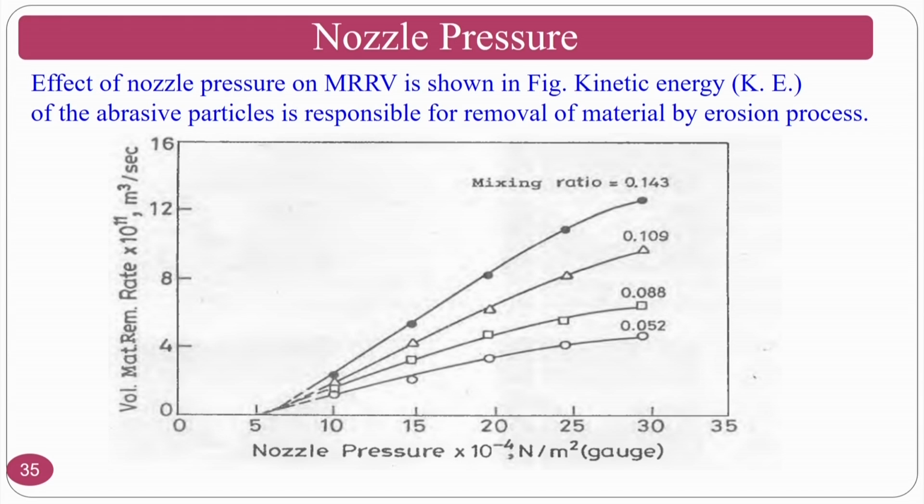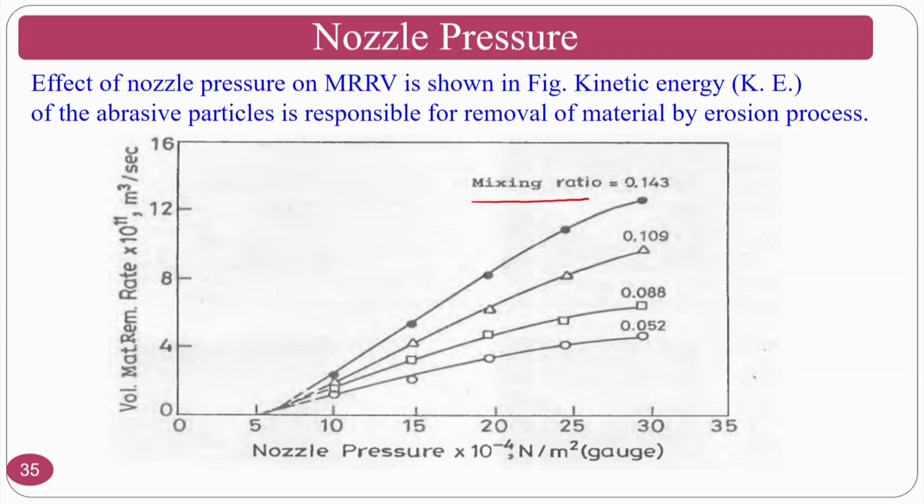So, nozzle pressure with volumetric material removal rate. Here you can see all the values. A similar slide you have seen previously, but there it was qualitative. As you increase the input, the output will increase, but how much increase of the input parameter gives how much output response, that we are going to see here.